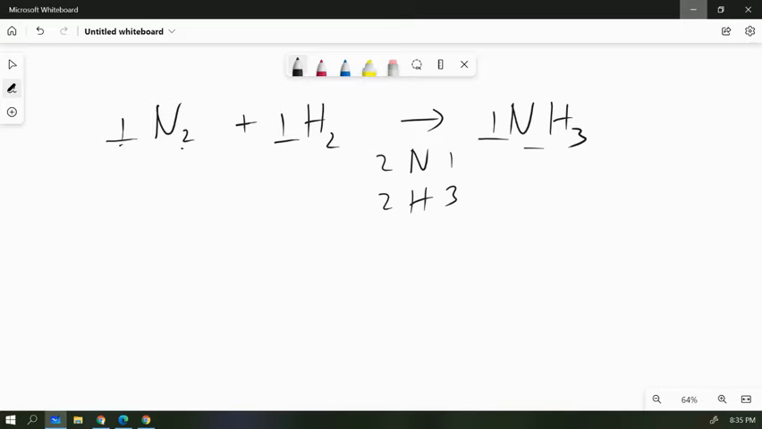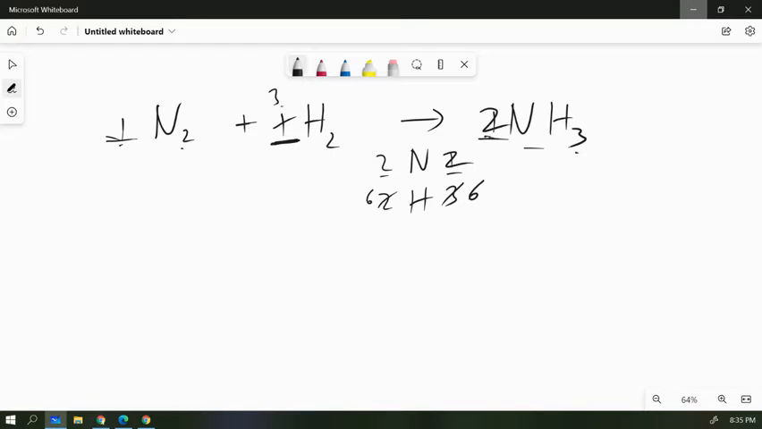I'll start by adding a 2 over here, and that's going to give me 2 nitrogens, and 2 times 3 hydrogens, which is 6. And then I need to come over here, and nitrogen is balanced, which is great. Hydrogen is not, so I need to change this coefficient here. If I put a 3 there, that's going to give me 6 hydrogens. So now this is balanced. We have coefficients of 1, 3, and 2.